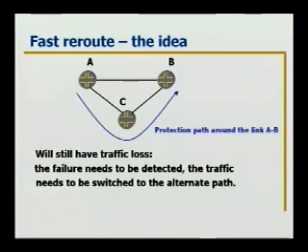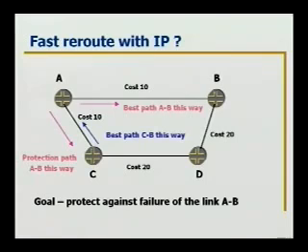So what does it look like? It looks like this. We have a link AB, and we have a protection path around the link AB that's taking some other path in the network. It's going through the path ACB. So when the link AB fails, what we're going to do is take the traffic and forward it along the path ACB around the failed link. We will still have some traffic loss because we need to detect the failure and then we need to switch the traffic over. But we will have much less traffic loss than if we waited for the whole network to converge. Well, so how can we take this approach with IP?